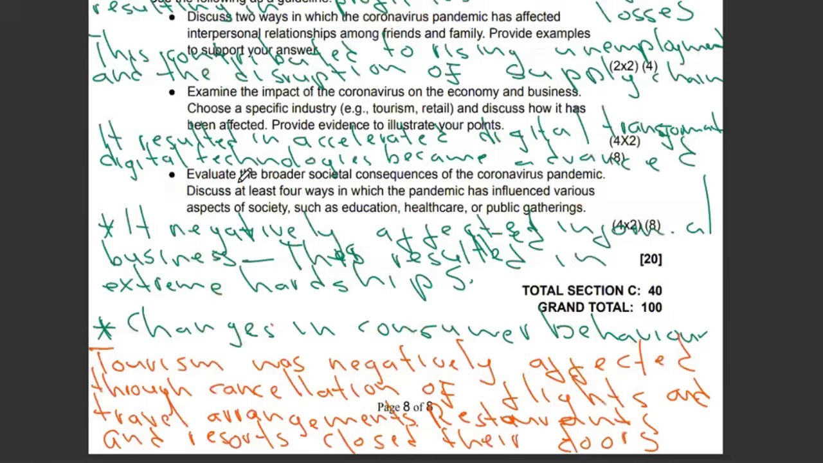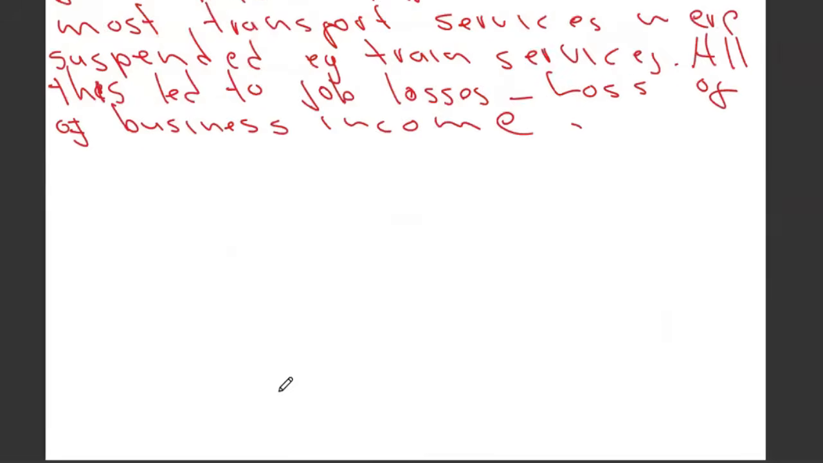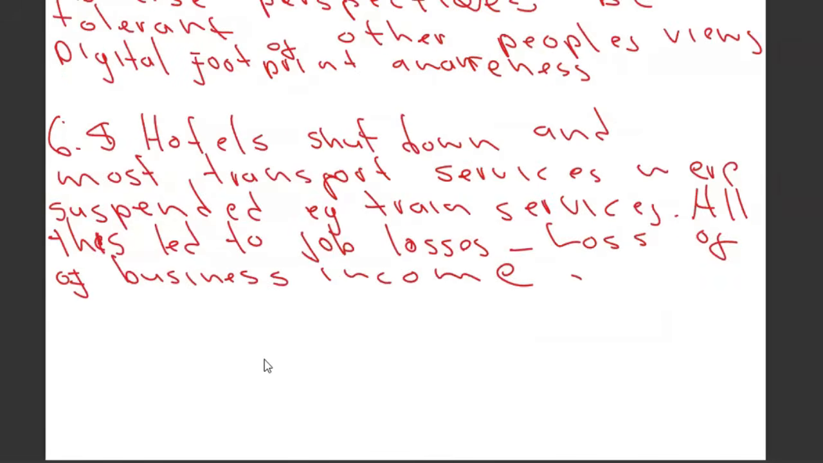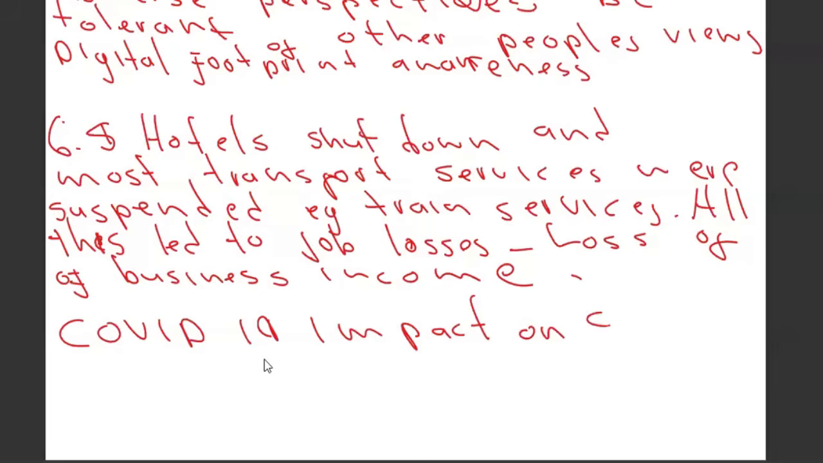Now, moving on to evaluate the broader social consequences of the COVID-19. Discuss 4 ways in which the pandemic has influenced various aspects of society. So we are now looking at how it affected society. How did the COVID-19 affect society? It affected the society in different ways.